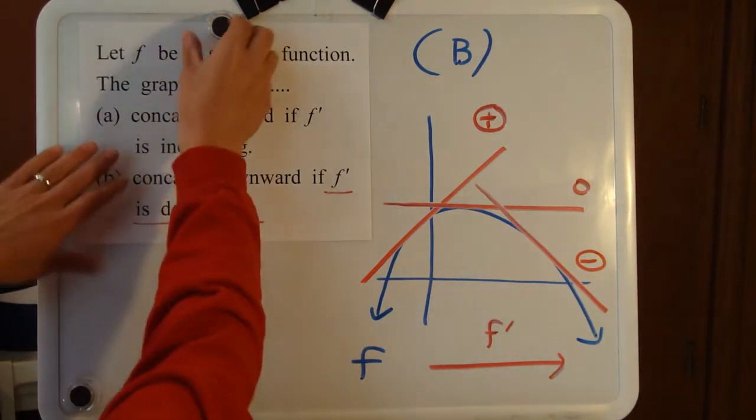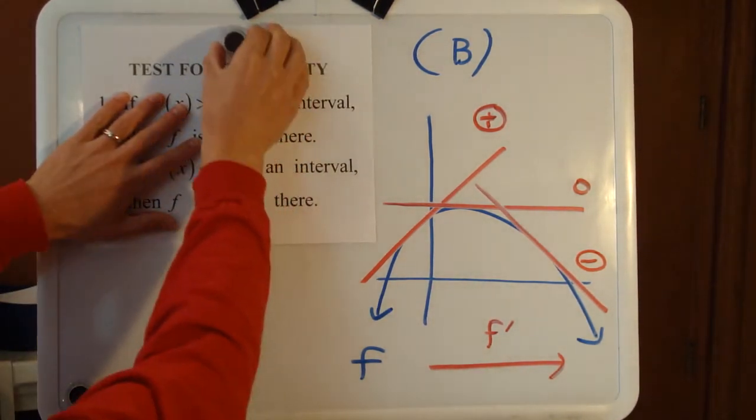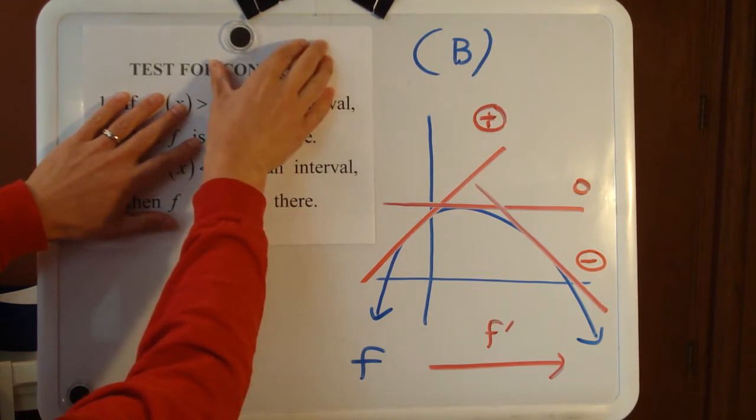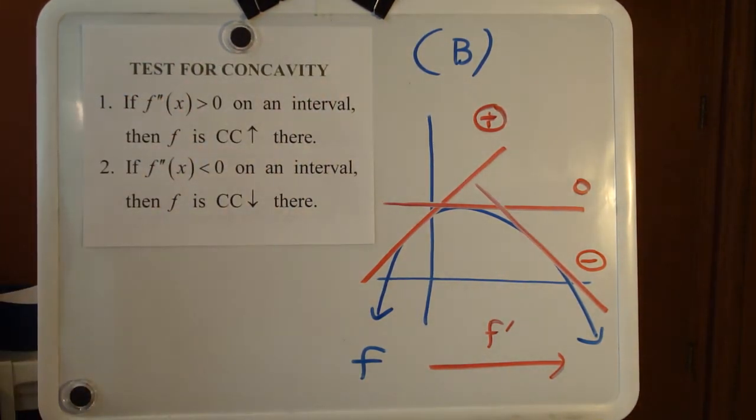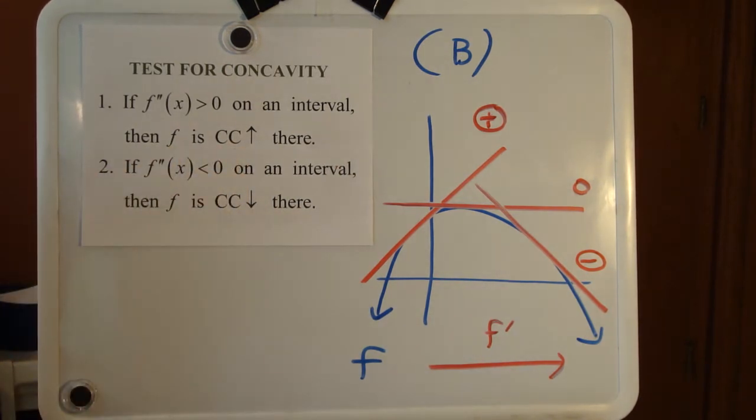And so here it is. This is the test for concavity. It uses, no surprise, the second derivative, because we just made that connection. If the second derivative is positive on an interval, then that means the function, the original f, is concave upward there. I'm just going to use that abbreviation, CC upward.